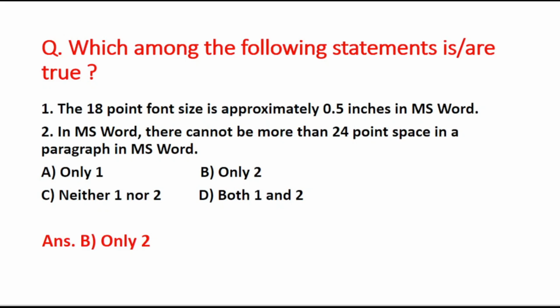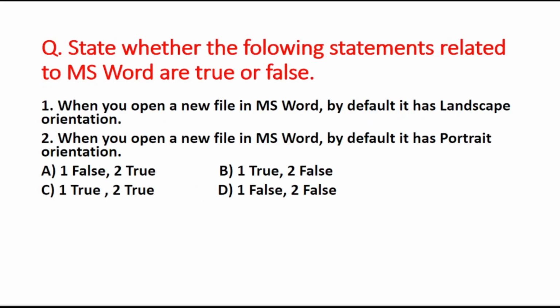अगर आपने प्रीवियस पार्ट को देखा होगा तो वहां पर हमने इस पॉइंट को डिस्कस किया था, फर्स्ट पॉइंट को, that is कि जो 36 पॉइंट फॉन्ट साइज होता है वो होता है 0.5 इंच के बराबर, ओके, नॉट 18 पॉइंट फॉन्ट साइज. अगर 36 पॉइंट फॉन्ट साइज 0.5 इंच के बराबर हुआ तो 18 पॉइंट किसके बराबर हुआ? 0.25 इंच के बराबर, ओके. So that's why first statement is incorrect.